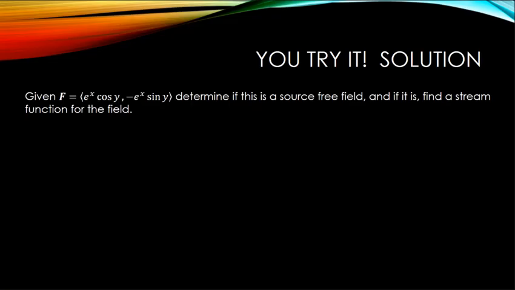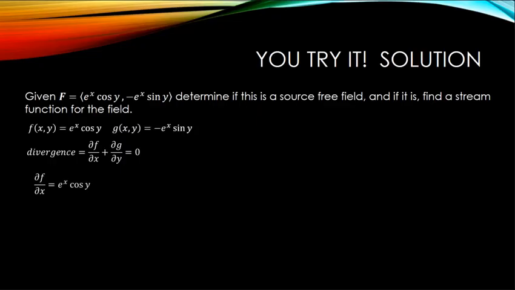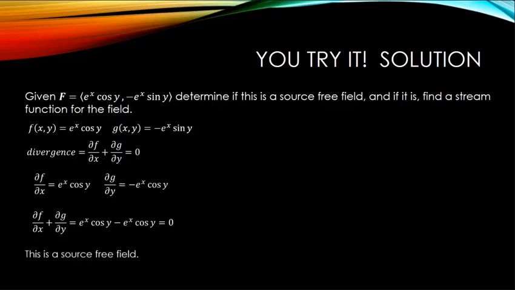The first thing I need to do is find the divergence for my field. f of x y, in this case, is e to the x cosine y. g of x y is negative e to the x sine y. The divergence is the partial of f with respect to x plus the partial of g with respect to y, and I know it has to be equal to 0 if this is a source-free field. The partial of f with respect to x is e to the x cosine y. The partial of g with respect to y is negative e to the x cosine y. e to the x cosine y minus e to the x cosine y gives me 0. So I do know, in fact, that this is a source-free field.